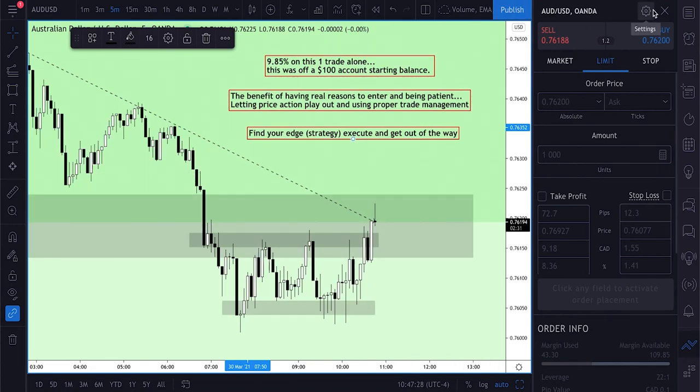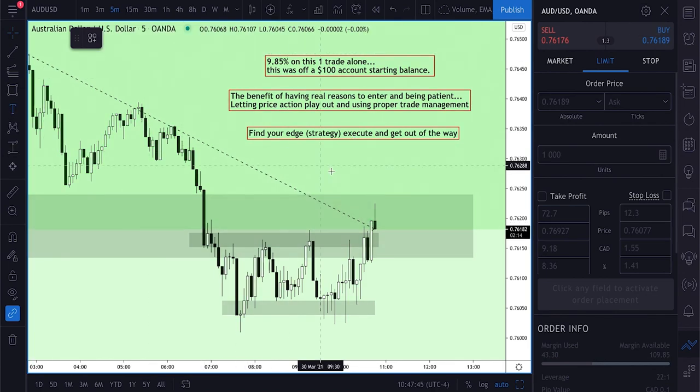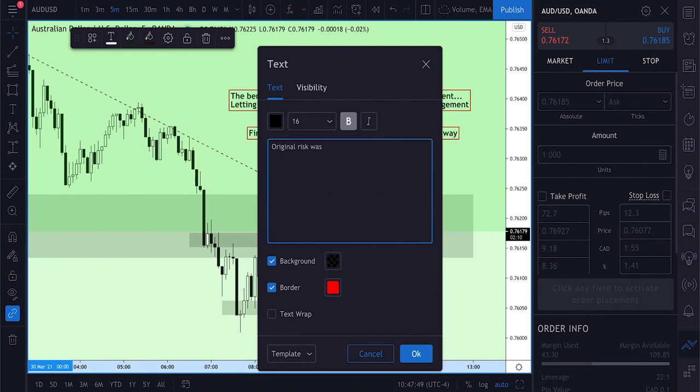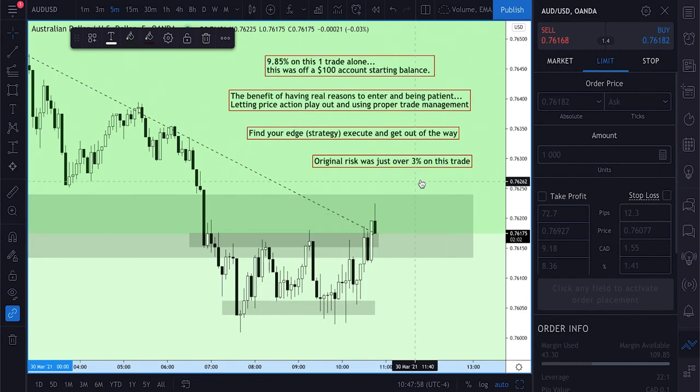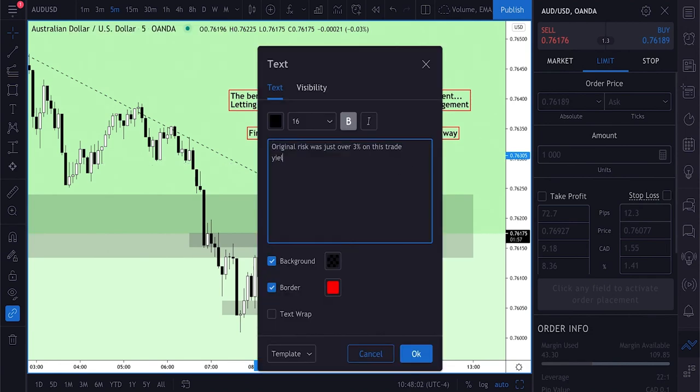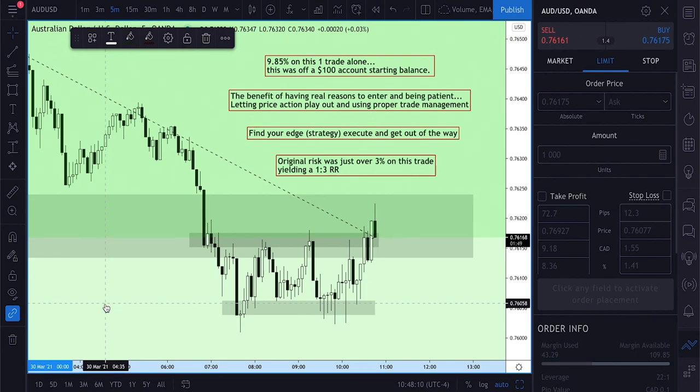But if you do grow that, it can amount to huge gains because 9.85%, it doesn't matter what size account you're trading with. If you can hit those returns, it doesn't need to be every single trade, but next trade, maybe it's a loser and I risk 3% on this one, I'm still up 6%, right?